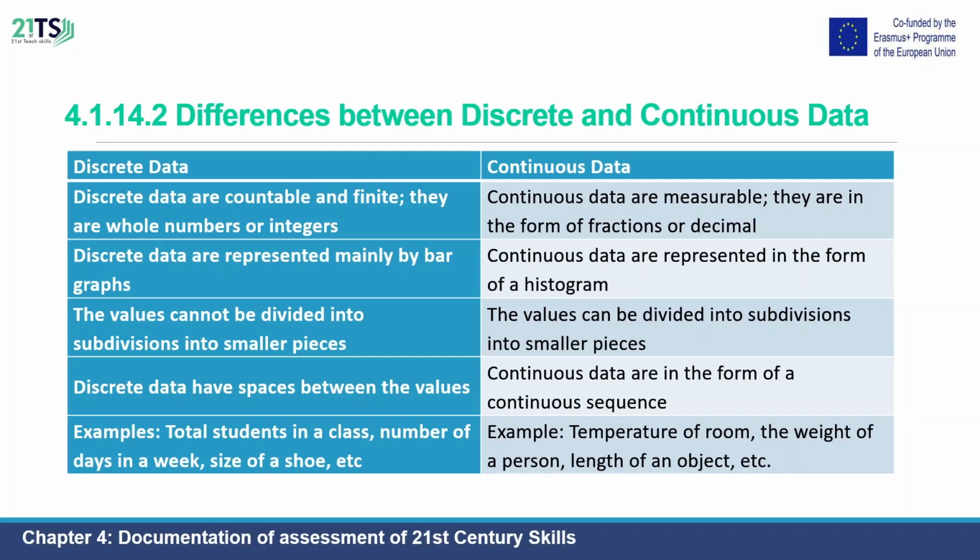Here are some examples regarded as discrete data: the total number of students in a class, number of days in the week, size of a shoe, etc. And examples of continuous data are the temperature of the room, the weight of a person, the length of an object, etc.